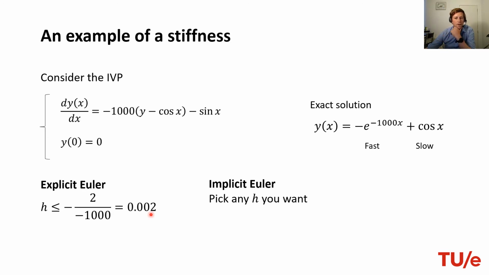So for accuracy, you tend to want to pick an h which resolves at least the important dynamics in the system. But in terms of stability, for implicit Euler, you can pick any h. So you could take an h of 10, 100, 1000, it would still remain stable. Whereas explicit Euler requires 0.002 at the most.